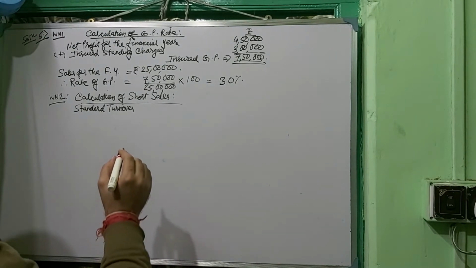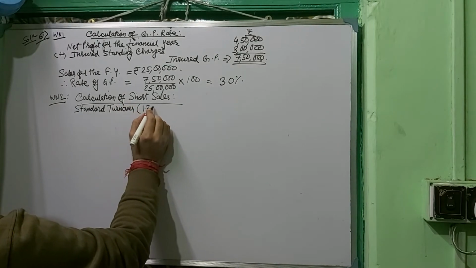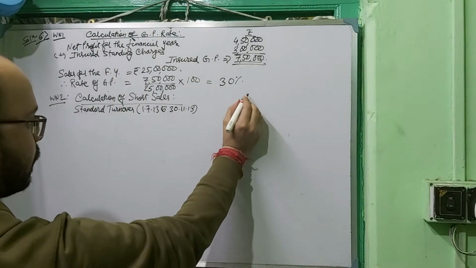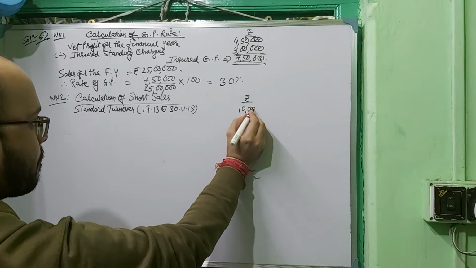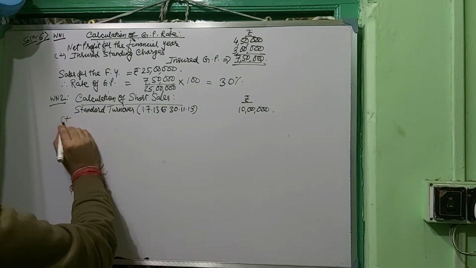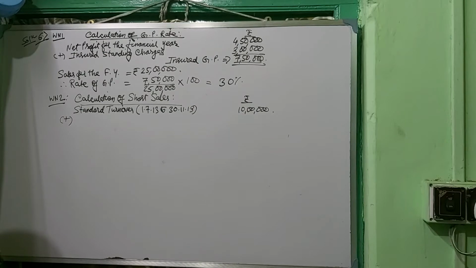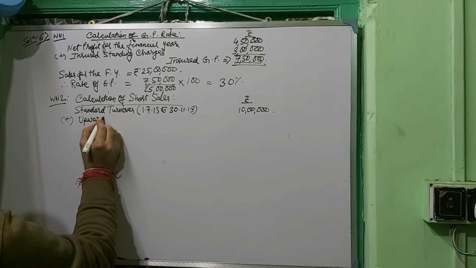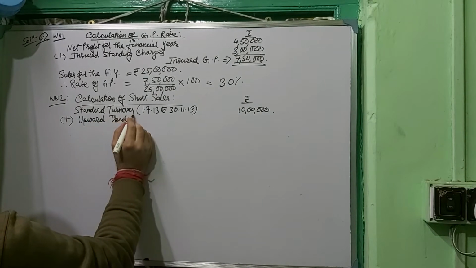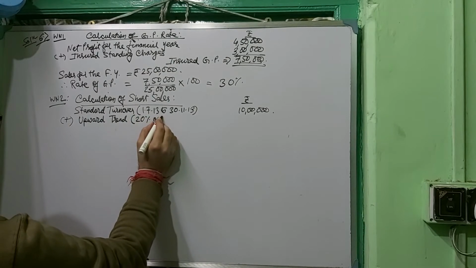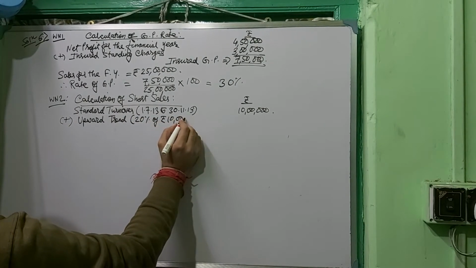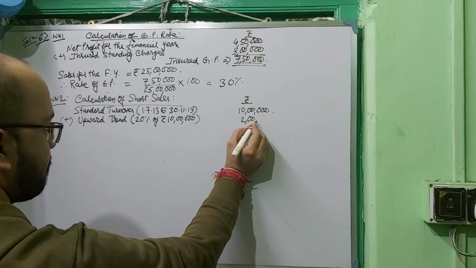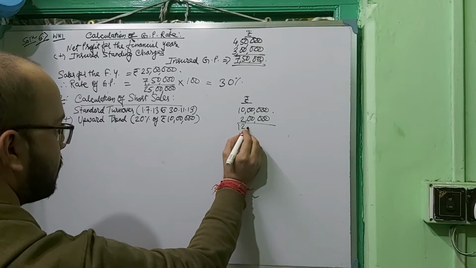Turnover from 1/7/13 to 30/11/13, 10 lakh. As there has been an upward trend, right, 20%. So 20% of 10 lakh upward trend, 20% of rupees 10 lakh, it's obviously 2 lakh. It is coming 12 lakh.